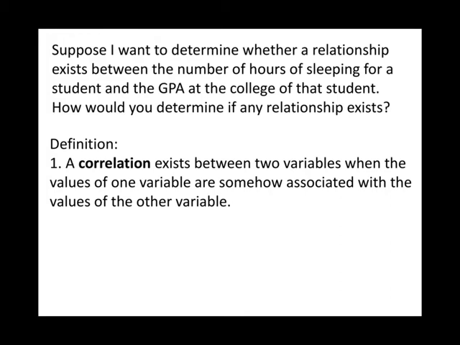Definition. Correlation exists between two variables when the values of one variable are somehow associated with the values of the other variable. So for these sessions, we will have two variables and we want to know if these two variables are associated with each other. And we call this a correlation.